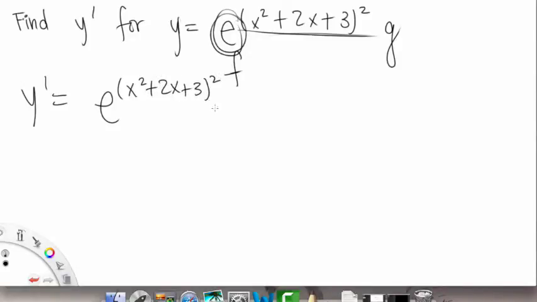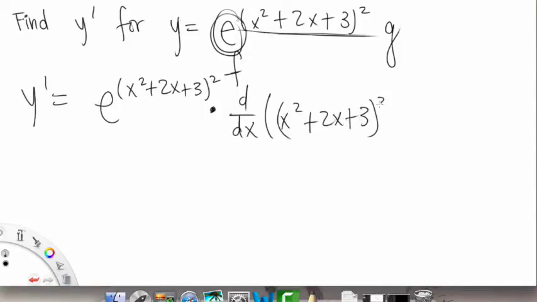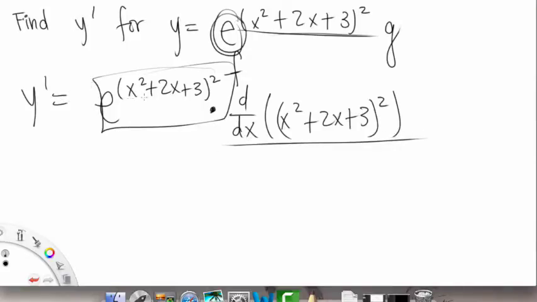We're going to copy that down here and then multiply it, because of the chain rule, times d/dx of that power, so x squared plus 2x plus 3, raised to the second power. Now all we have to do is work with this part here. This part just stays there once it's placed. So y prime is equal to e to the (x squared plus 2x plus 3) squared.